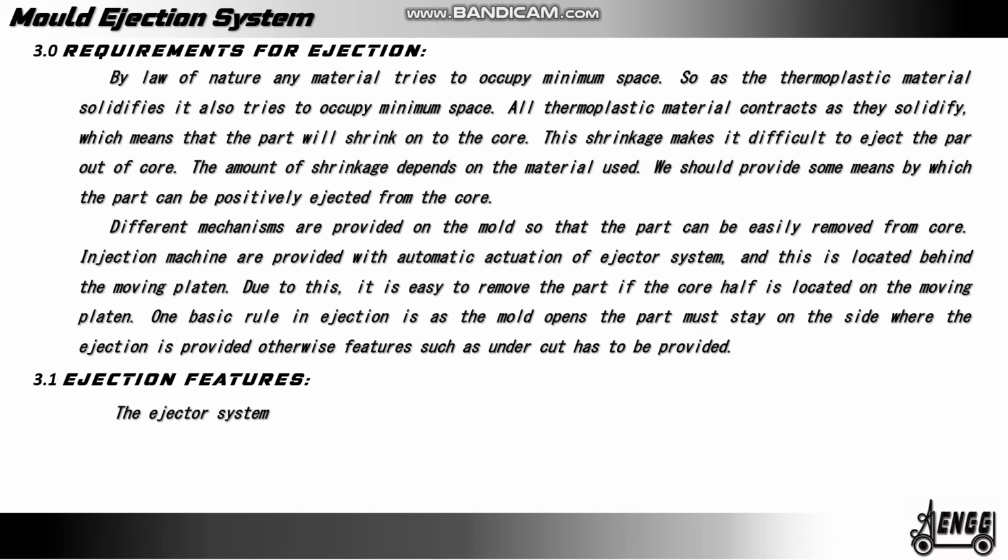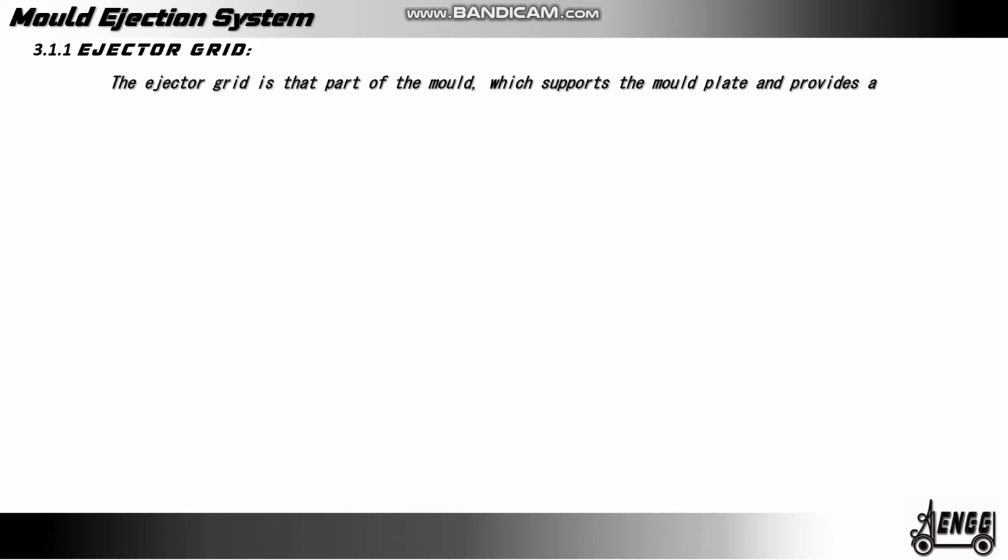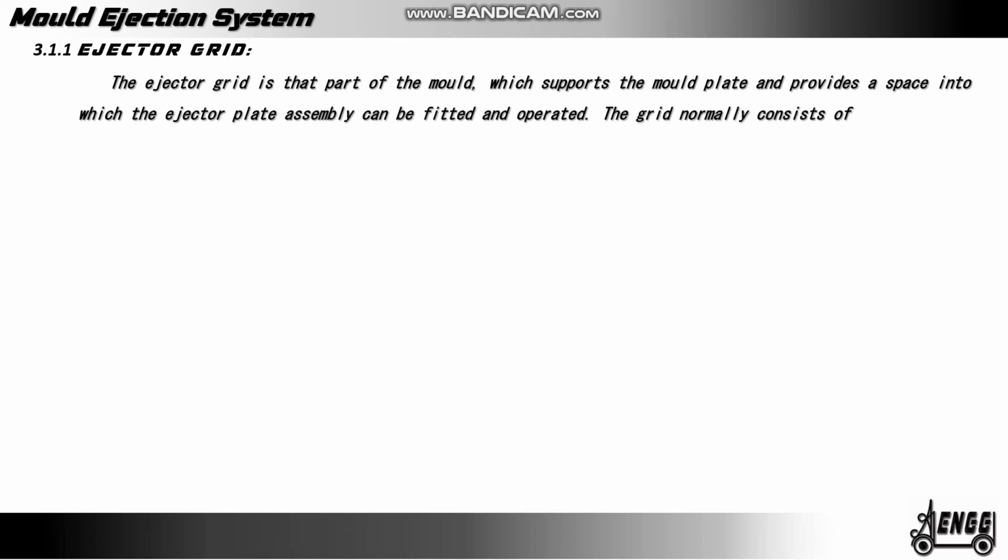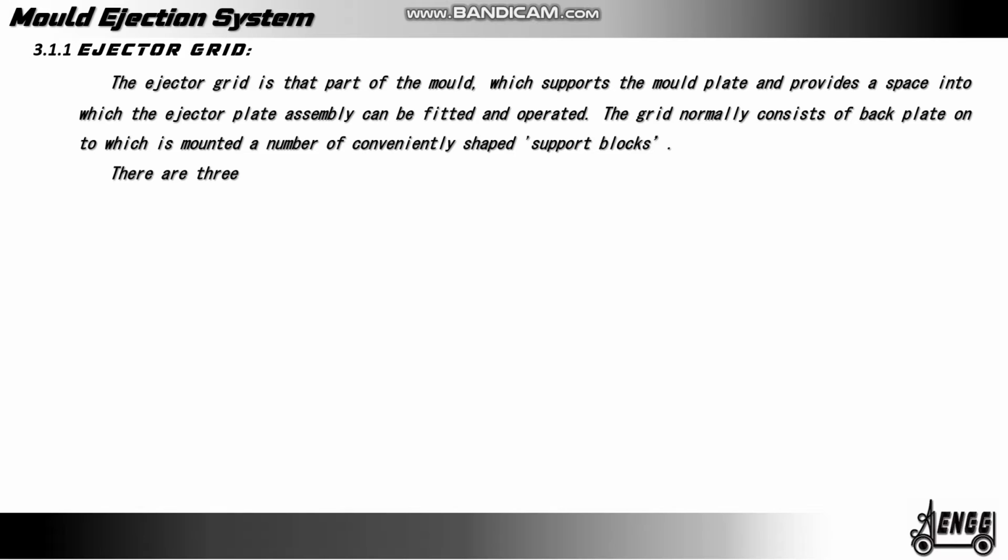Ejection features. The ejector system consists of the ejector grid and the ejector plate assembly. The ejector grid is that part of the mold which supports the mold plate and provides a space into which the ejector plate assembly can be fitted and operated. The grid normally consists of a back plate onto which is mounted a number of conveniently shaped support blocks. There are three alternative designs.